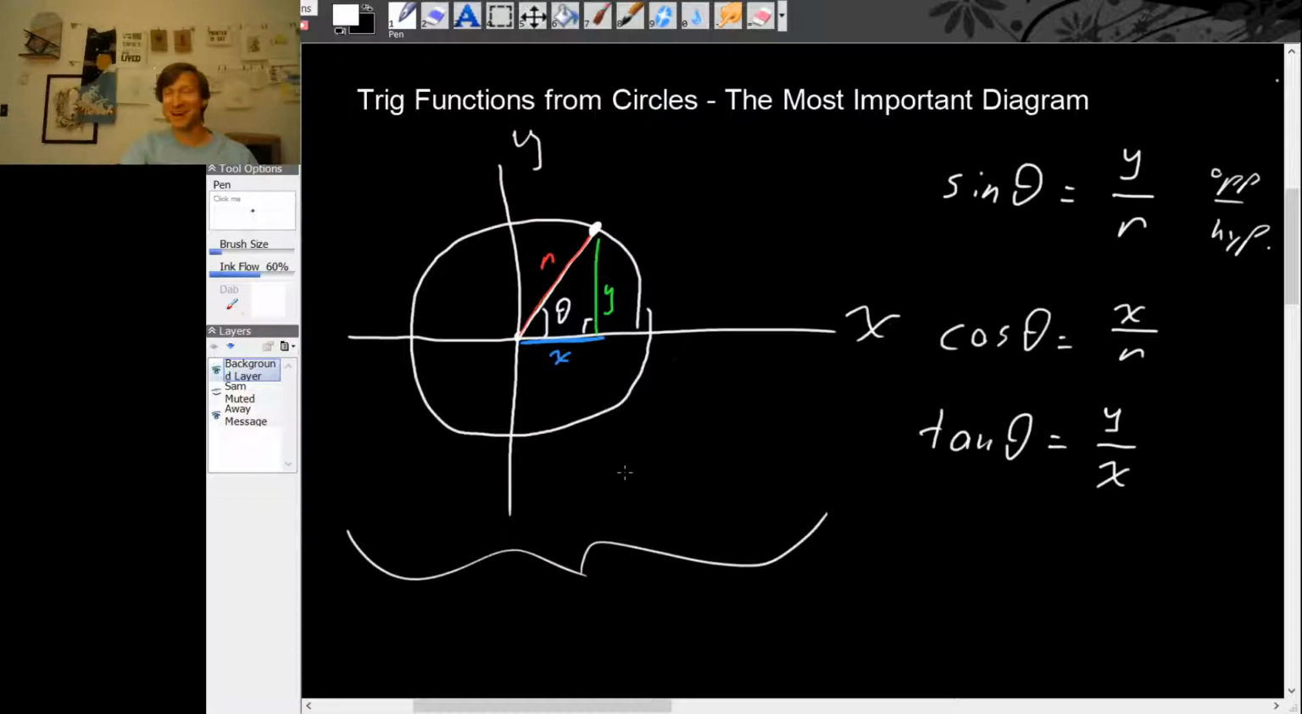I will draw this diagram again and again and again over this quarter to the point where you'll probably be sick of it, but that just goes to show how important this diagram is. It really links so many ideas that we're going to be using this quarter. So if there is one thing you take away from this class, it should be this diagram along with the definitions of sine, cosine, and tangent. So let's use this.